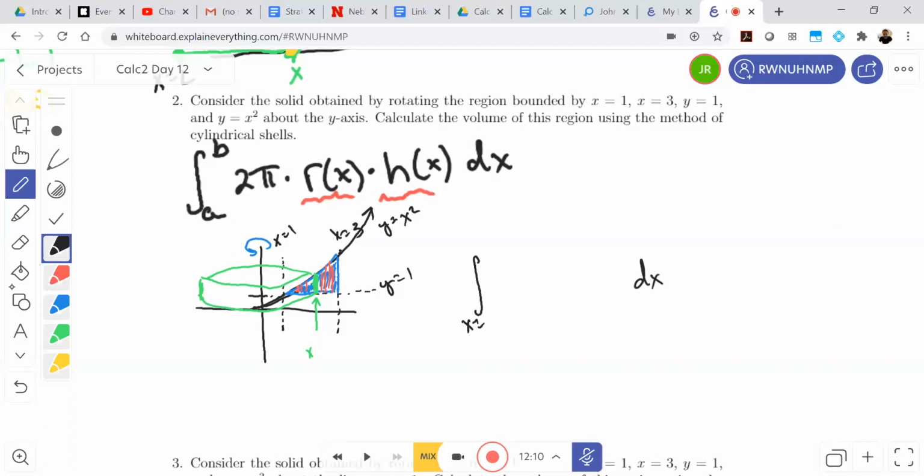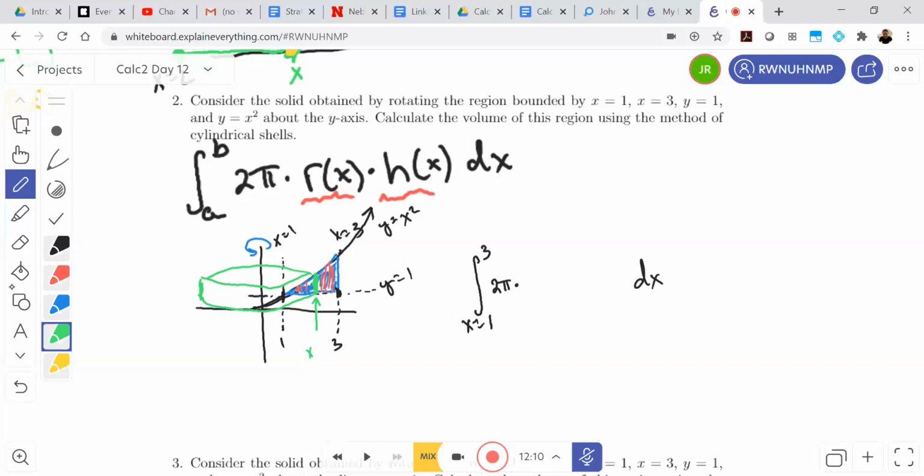Now the question becomes, what is this thing that we are integrating? Well, according to the formula, it's 2 pi. Well, maybe we should say x goes from its leftmost x value to its rightmost x value. So that's x equals 1 to x equals 3. And then we have 2 pi times the radius of the corresponding cylinder defined as a function of x, times the height of the cylinder defined as a function of x.